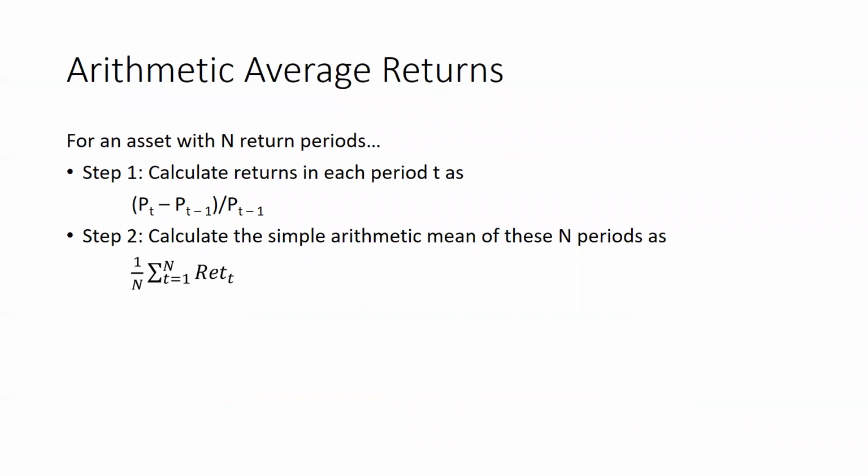Well, we're going to start with arithmetic average returns. This is very simple. For an asset with n return periods, and I will give you a demonstration here shortly, step one is to simply calculate the returns in each period as follows. Take the price in that period minus the price in the previous period and divide it by the price in the previous period. So that's just the percentage change from one period to the next. Then you simply calculate the arithmetic mean of these n periods. So add up all of the returns, divide by the number of periods, and shazam, that's arithmetic average.